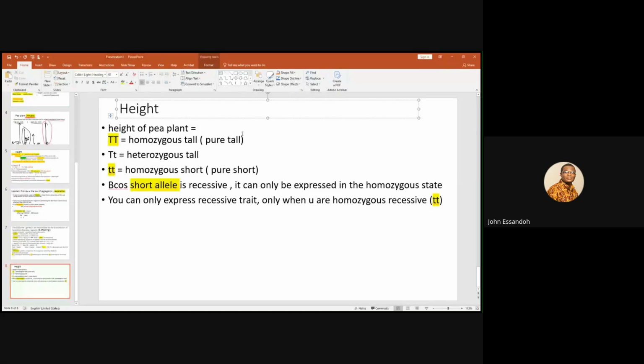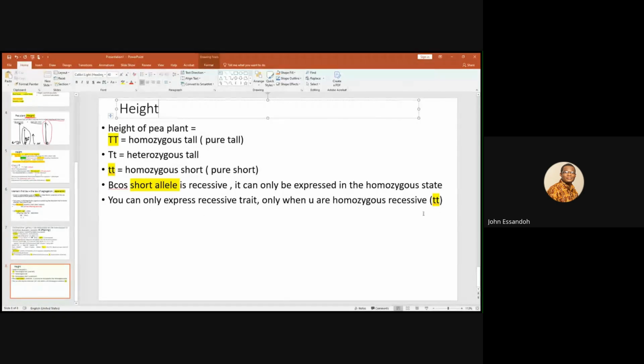So height, IQ, and skin pigment don't follow normal Mendelian crossing. Okay, so we shall come to that one later on. All right, well done. That's a very beautiful observation that you have made.